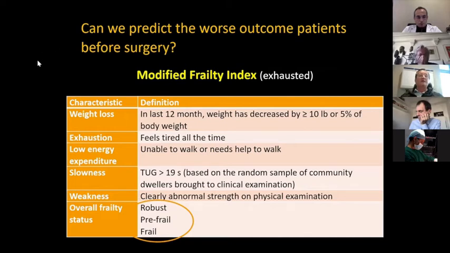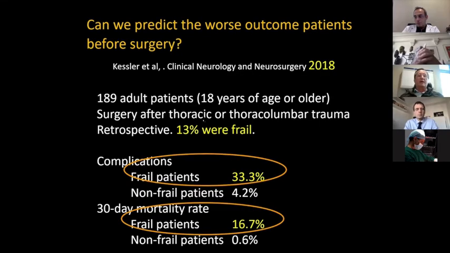One neglected concern about surgery for the elderly is the frailty index. Actually, some patients may be very frail, exhausted, so their surgery does not end with good outcomes. This study from 2018 with trauma, a retrospective study, divided patients into frail and non-frail patients. Complications in frail patients were found in 33%. And the mortality rate in frail patients is 16%, while in non-frail patients 0.6.